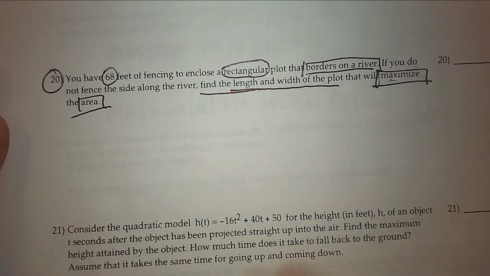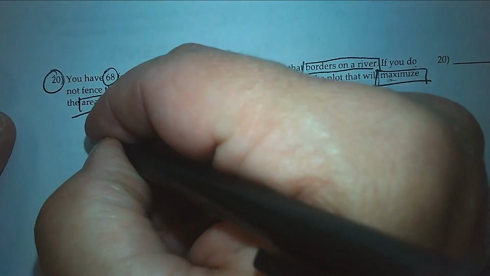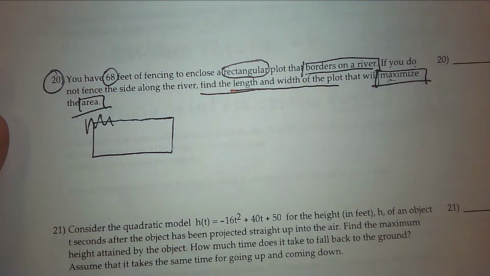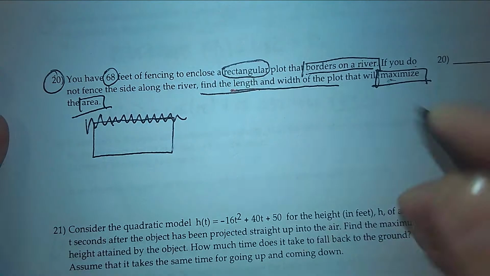So we're going to draw the situation. So again, we have a rectangle. But one side of the rectangle borders a river. So do I need to fence this part?